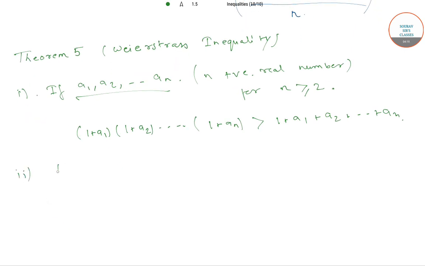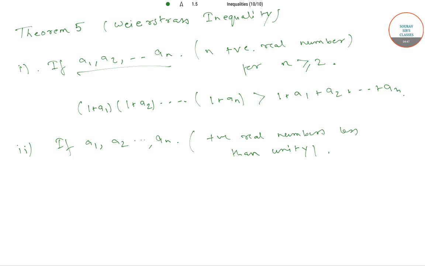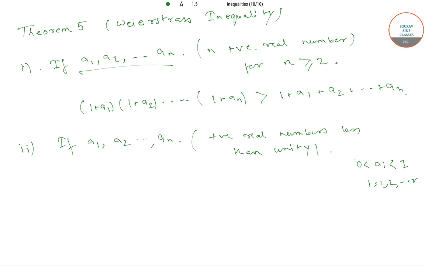And next, if A1, A2, so on till An are positive real numbers less than unity, that is less than 1, that is, if they lie in the interval 0 to 1, where i runs from 1 to n, then we will have (1 minus a1) into (1 minus a2) into so on into (1 minus an) greater than 1 minus a1 minus a2 minus so on till minus an.